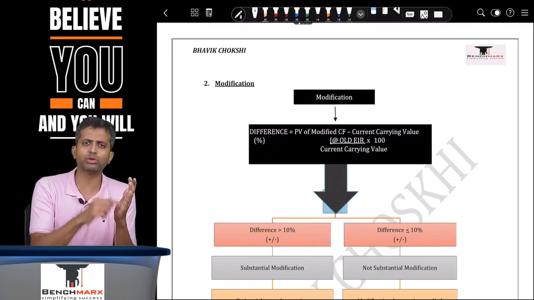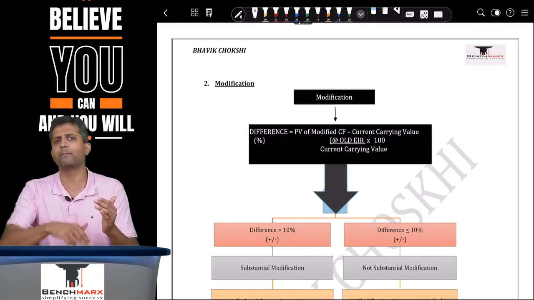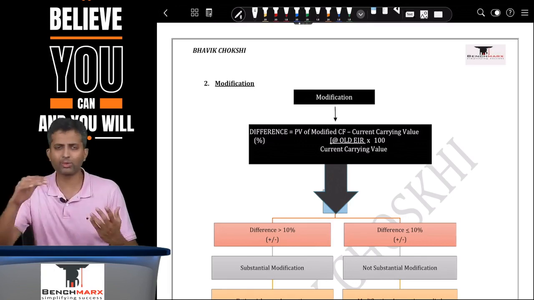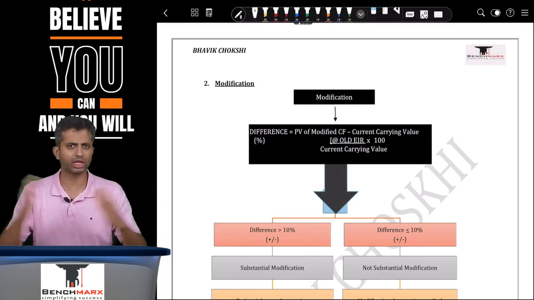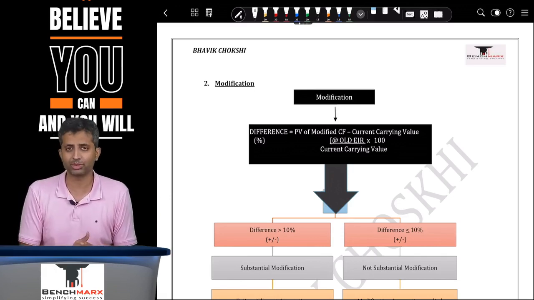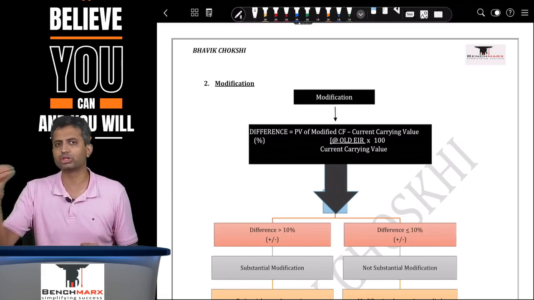The difference is the present value of the modified cash flows at the existing EIR minus the current carrying value, divided by the current carrying value. If this gap is more than 10%, either positive or negative, it does not matter. If the gap is more than 10%, then the modification is substantial.